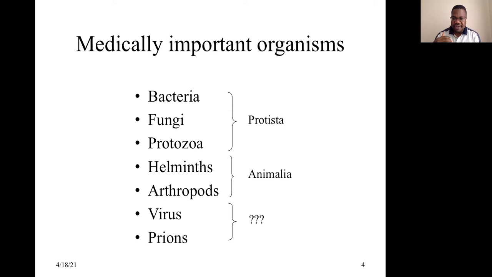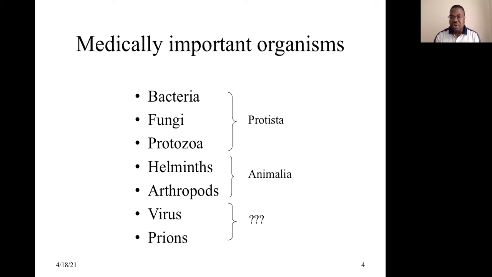They can be divided into different kingdoms. You have the protists that are made of bacteria, fungi, and protozoa. Then you have the animalia kingdom that are made of helminths and arthropods. Then you have the acellular agents that are mainly viruses and prions. Prions are infectious proteins. They are proteins that are able to cause an infection, but they are originally proteins. They are extremely different from other microorganisms.